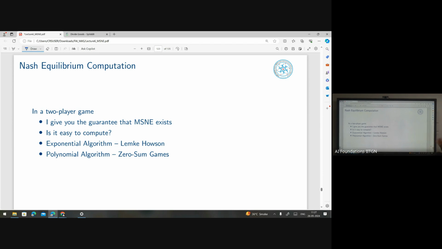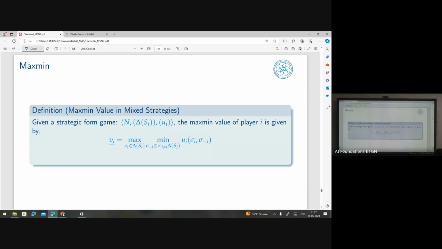So Nash equilibrium, even for general 2-player games, is hard, and Lemke-Howson is the exponential algorithm that we have. But if I say it is a zero-sum game, it's guaranteed you can find it quite easily. We also have to see why MSNE always exists. All of this we'll see in the next class. Today I have to just introduce 3 more simple terms, and I want you to revise these as well, because for 2-player zero-sum games, we'll be using these max-min notions to find the mixed strategy.